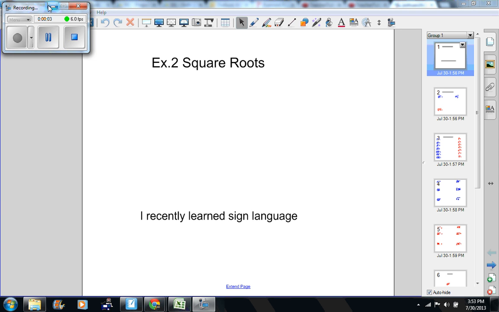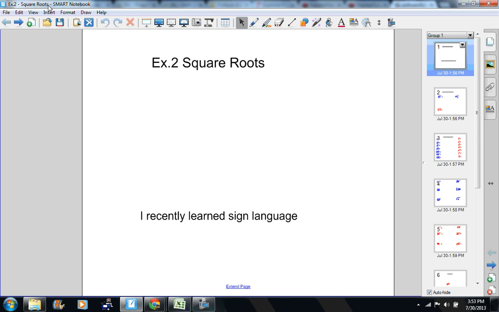All right, so we are on Unit 3, Section 2. It's going to be covering a concept called square roots.